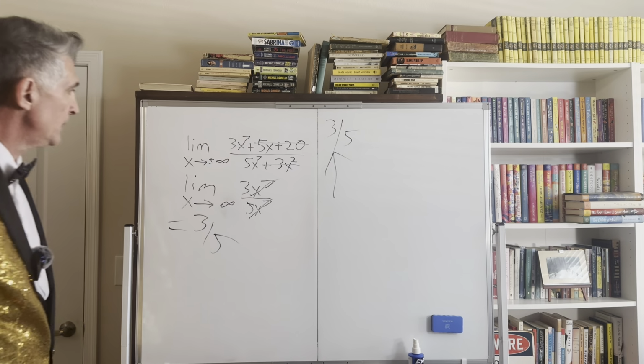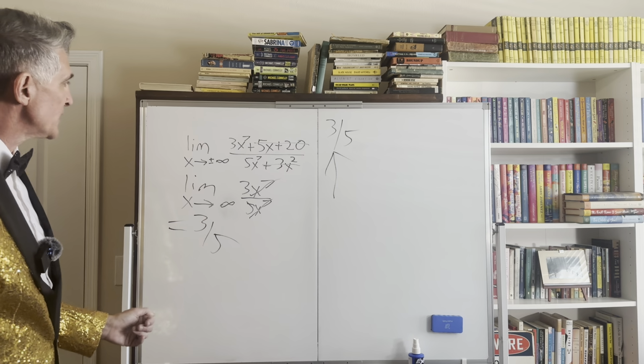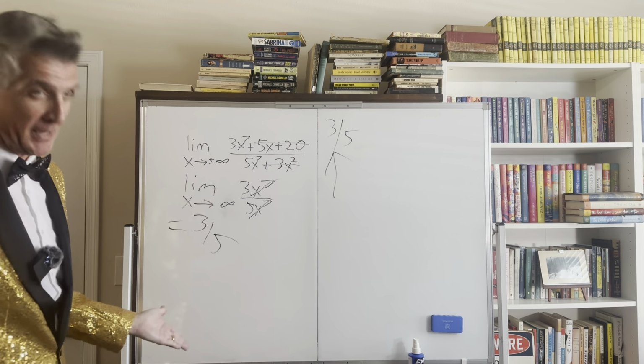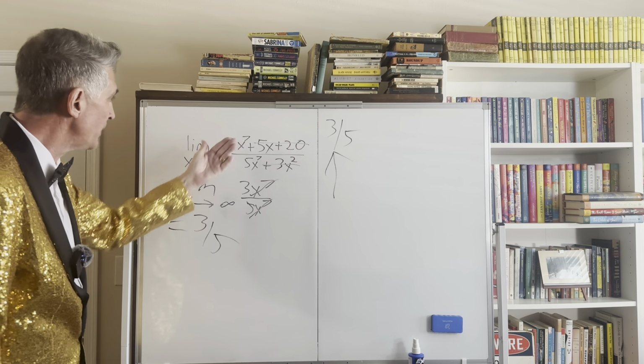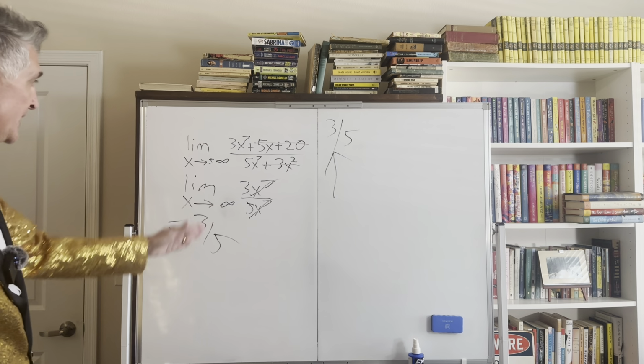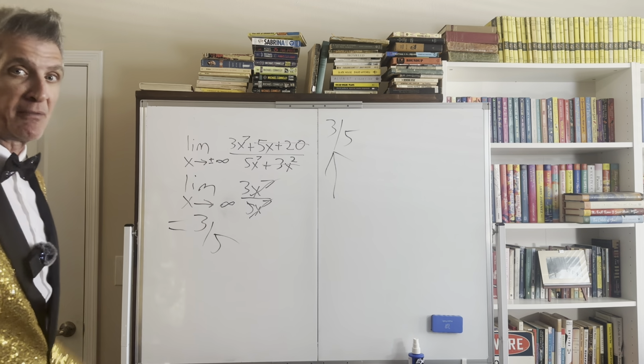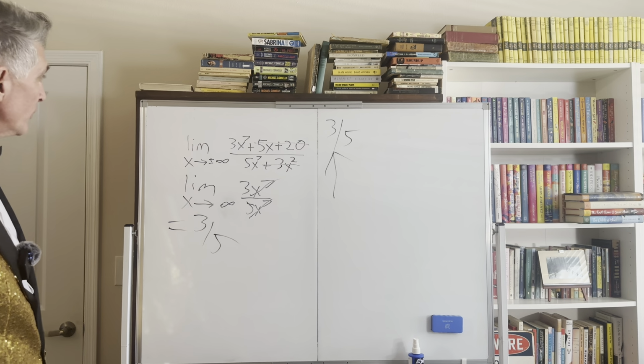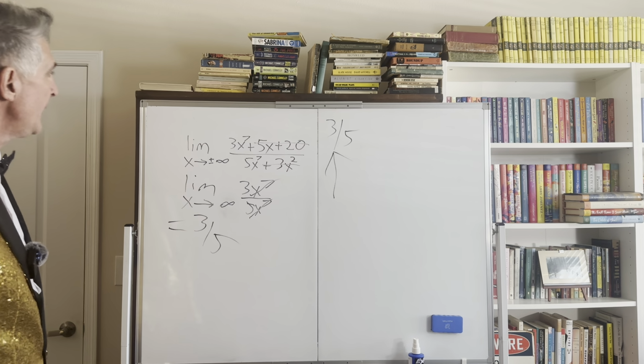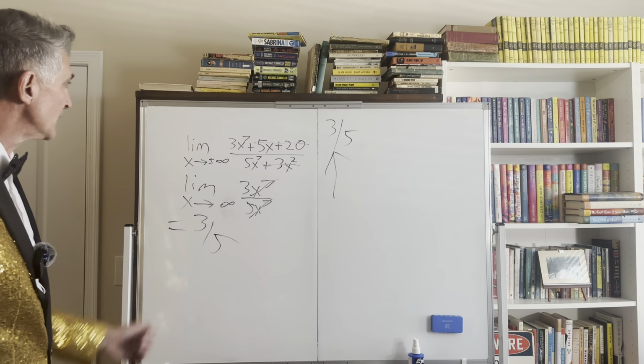Well, it is. We only have to deal with the terms with the highest exponents. In this case, that was our 3x to the 7th, and in the denominator, that was our 5x raised to the 7th. This is even quicker than the L'Hopital, I do believe. I don't know if there's one that's this quick or not off the top of my head. But that is the limit for this.